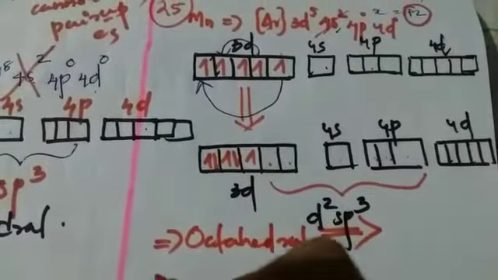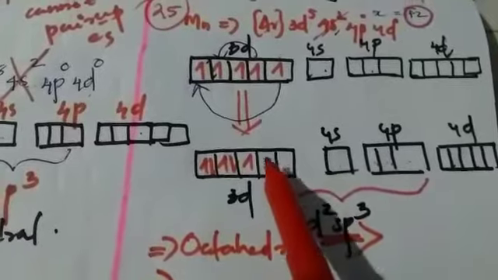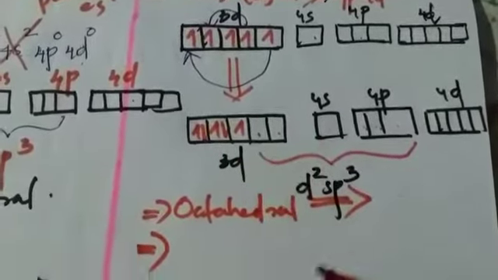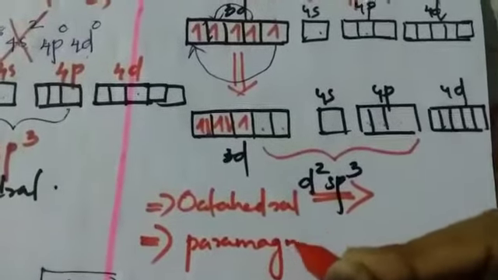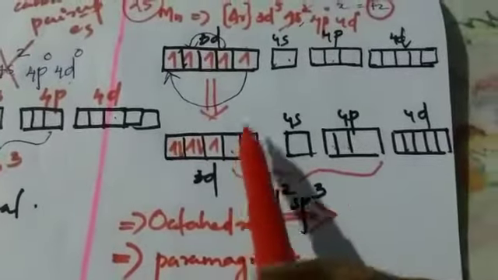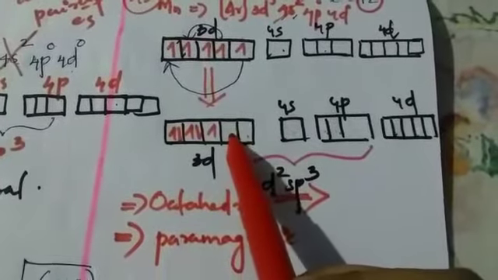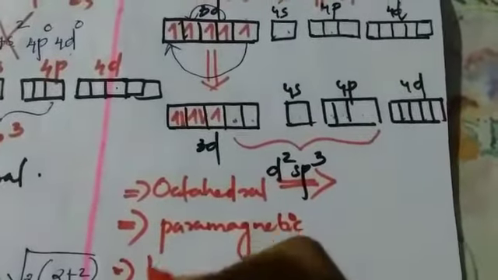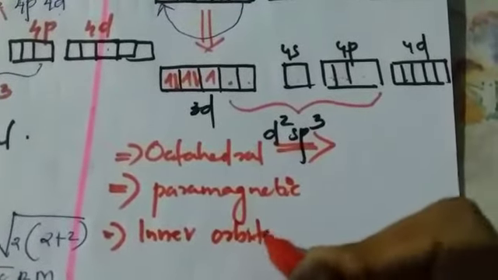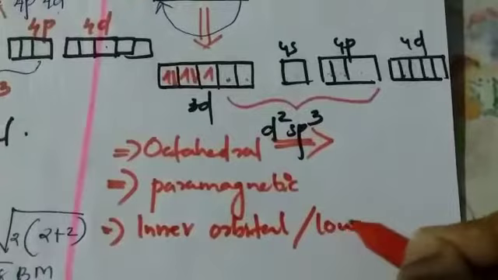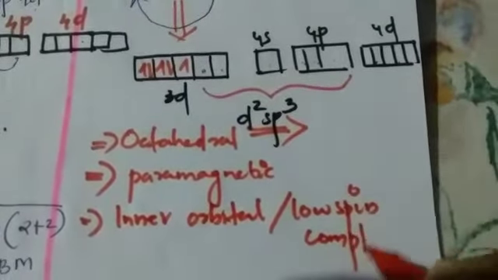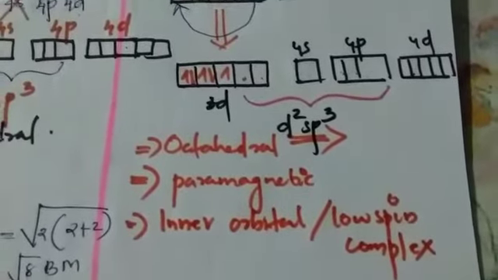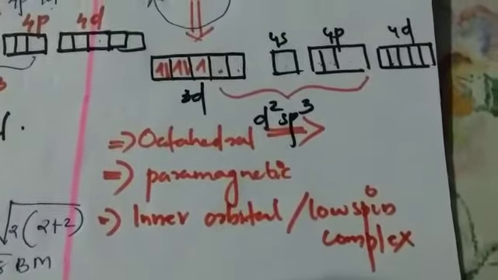So the next step is to check the magnetic behavior. Here one unpaired electron is present, so it is paramagnetic, and it has taken orbitals from inner d. So it is an inner d orbital complex. Inner orbital complexes are also called low spin complexes. Outer orbital complexes are also called high spin complexes.